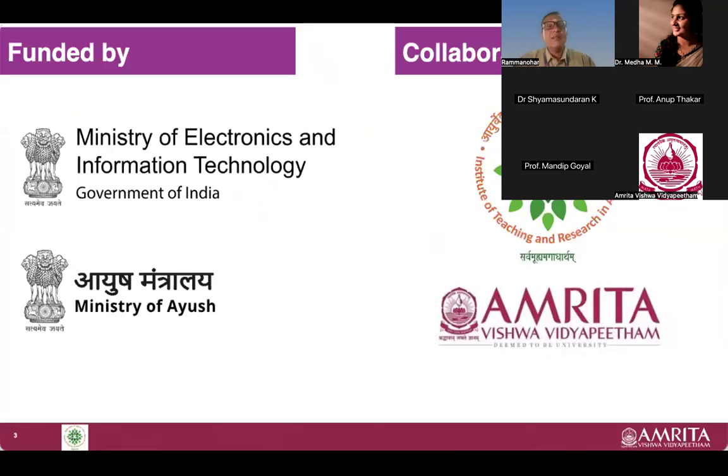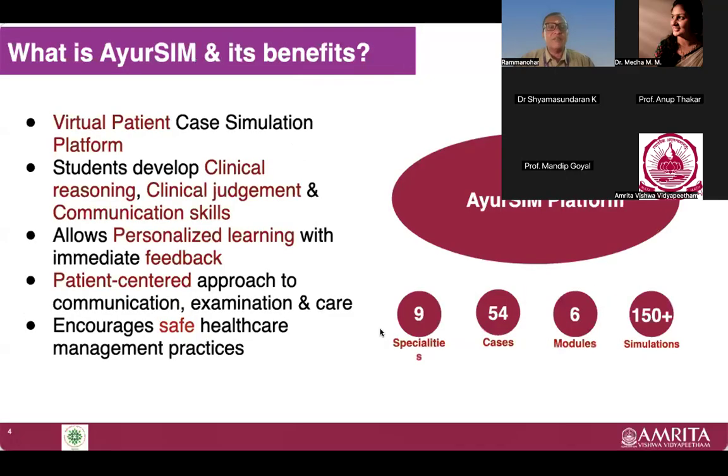Now, AyurSIM, as we already mentioned, has been primarily funded by the Ministry of Electronics and Information Technology, with supportive funding from the Ministry of Ayush. And it's a collaboration of the Institute of Teaching and Research in Ayurveda and Amrita Vishwa Vidyapeetham. So AyurSIM is a virtual patient case simulation platform. It provides various activities. Dr. Shyam Sundar will very shortly demonstrate the activities. Activities are procedures that you have to do when you use this platform.